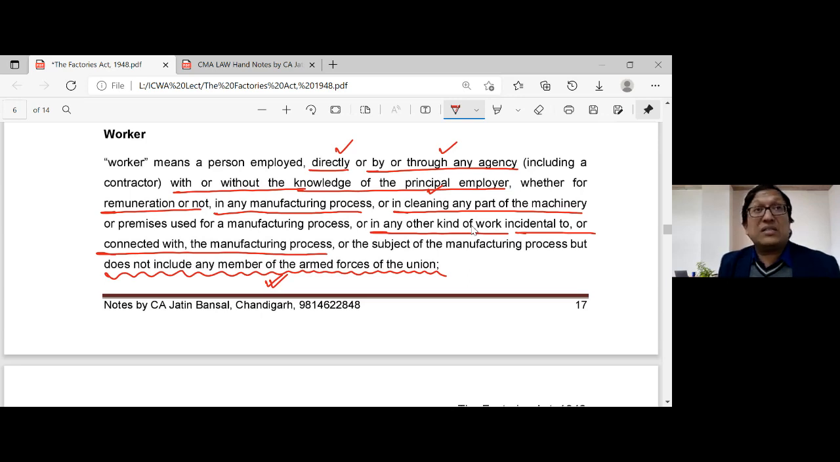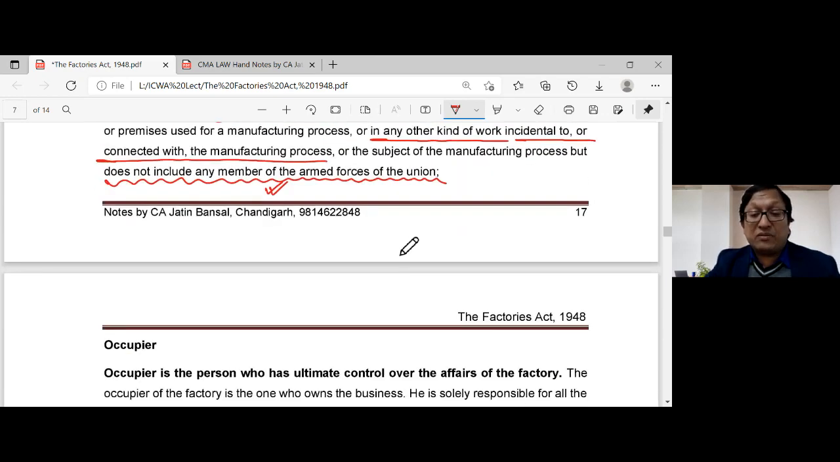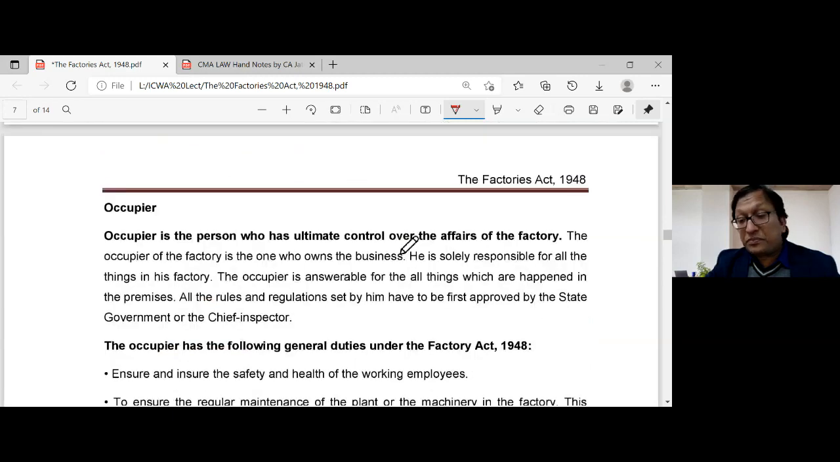Otherwise, worker means a person who is employed in the factory, in any manufacturing process, whether directly or through some agency, whether with the knowledge of the principal employer or not, whether on remuneration or not. The simple thing is, if the person has been employed in a manufacturing process or any incidental activity, then that person will be considered a worker.